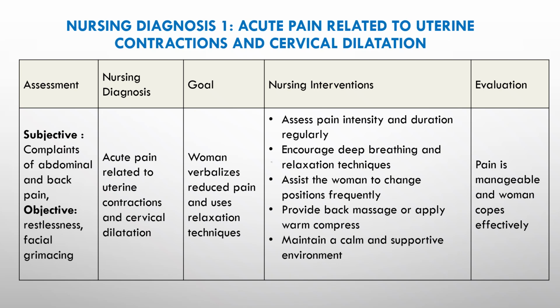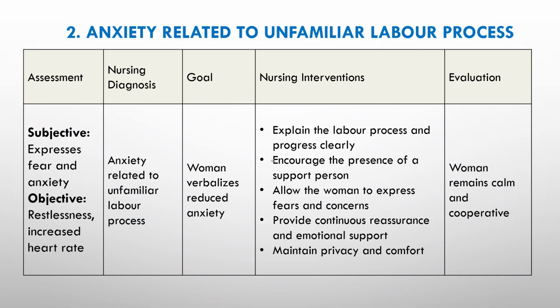Nursing interventions include regularly assessing the intensity and duration of pain, encouraging deep breathing and relaxation techniques, helping the woman change positions frequently, providing back massage or warm compresses, and maintaining a calm and supportive environment. Evaluation is done by observing whether the pain has become manageable and whether the woman is coping effectively with the labor process. The second nursing diagnosis is anxiety related to an unfamiliar labor process.